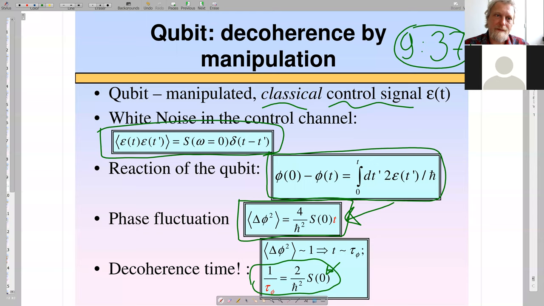Good. So we go on with our lecture. What we have figured out is that external noise, which comes for instance from a control channel, causes dephasing of the qubit. The dephasing time is inversely proportional to the intensity of the noise, and it is picked up at zero frequency. The spectral intensity has to be taken at zero frequency. There is a small trick with this, which I would like to explain now.